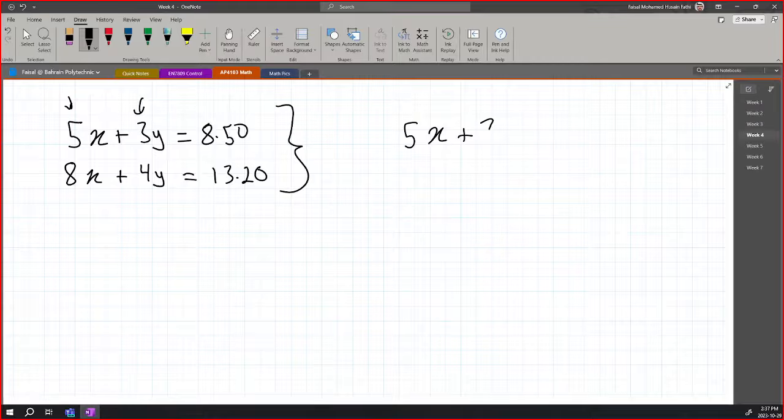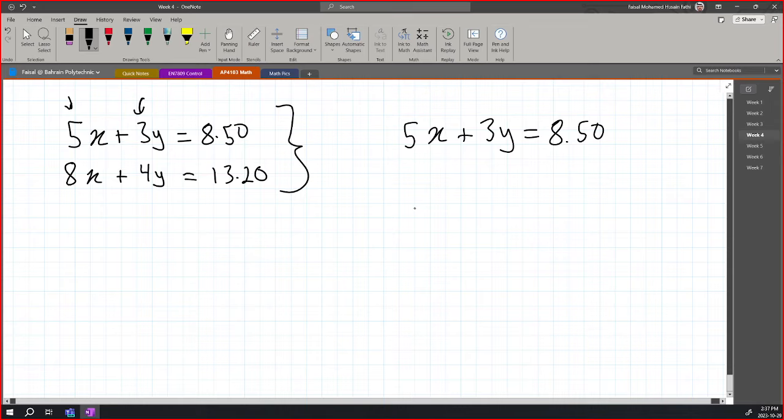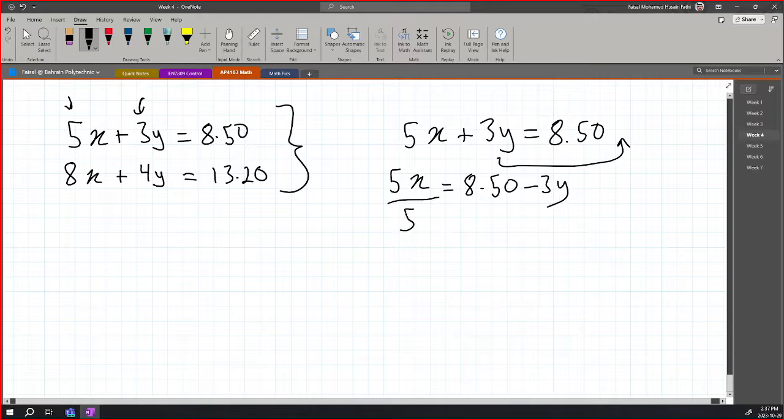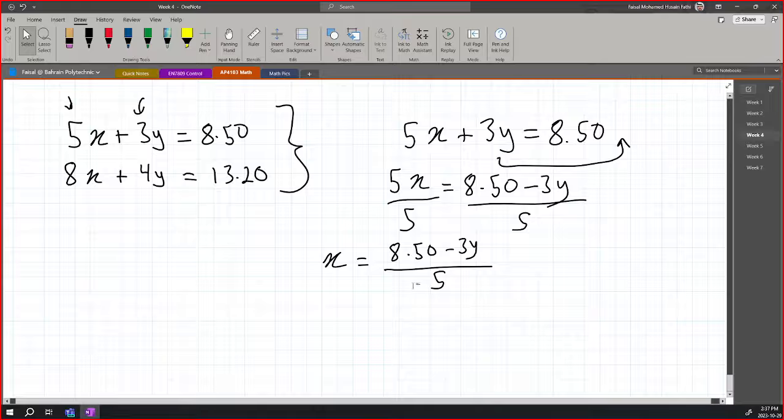5x plus 3y, in the substitution method I will use, is equal to 8.50. Okay. We want to keep the x by itself on the left side. So for 5x, we will take the 3y to the other side. 5x is equal to 8.50 minus 3y, and divide by 5 both sides. So x is equal to 8.50 minus 3y over 5. Okay, this is the x. It's in terms of fractions, but that's fine, we will deal with it later, not an issue. So our first step is done. We found our x from the first equation.